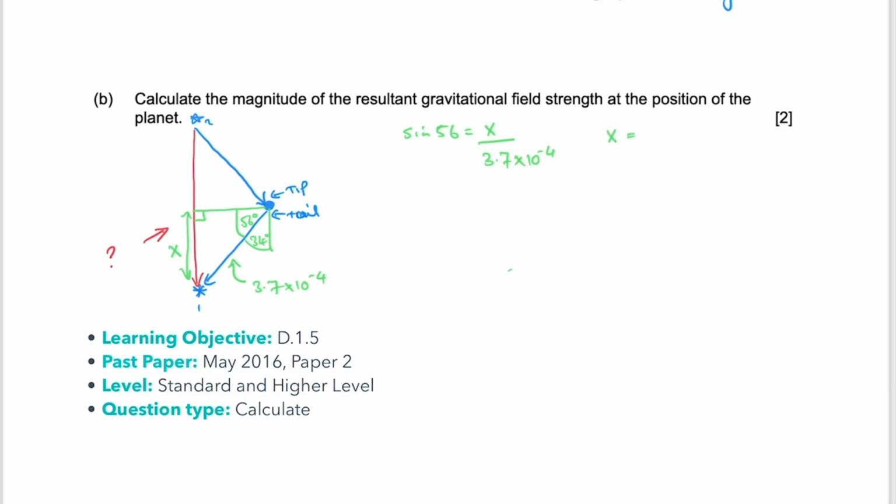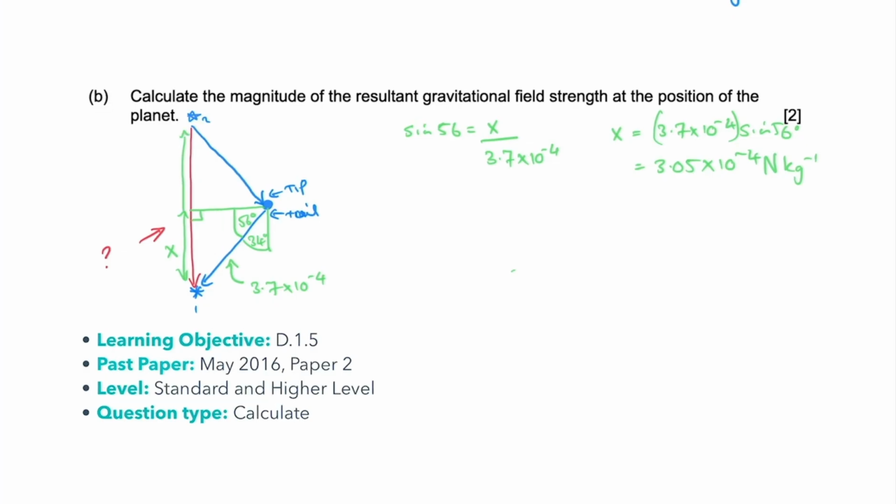That means the length of x is 3.7 times 10 to the minus 4 times sine 56, which gives us a value of 3.05 times 10 to the minus 4 newtons per kilogram. That's only due to star 1. And what we know for star 2 is identical to star 1. So actually this length is identical to the original length.